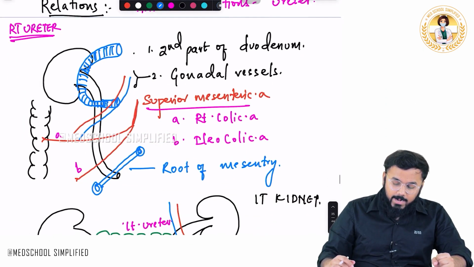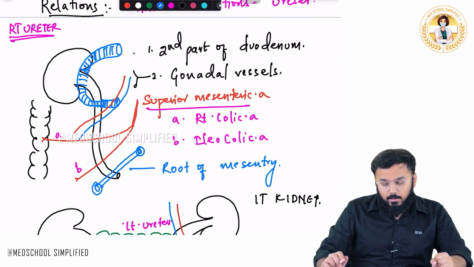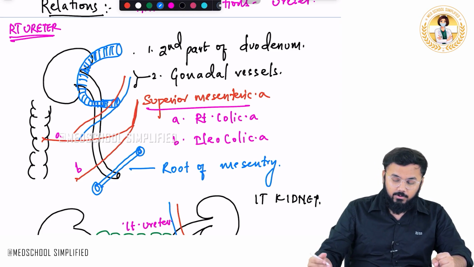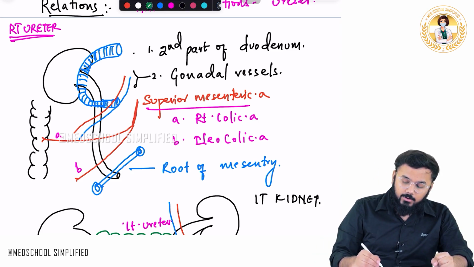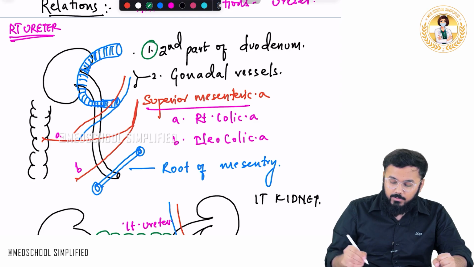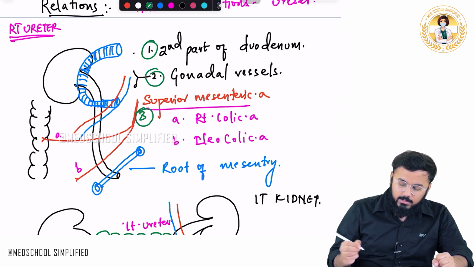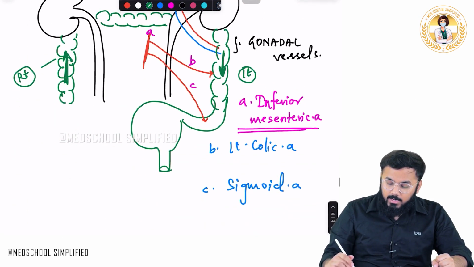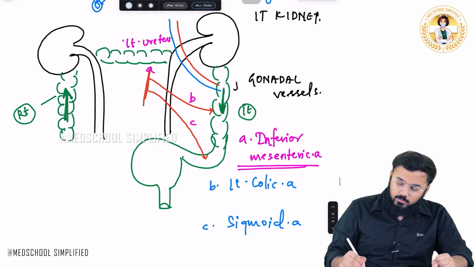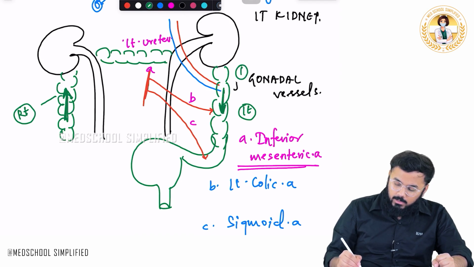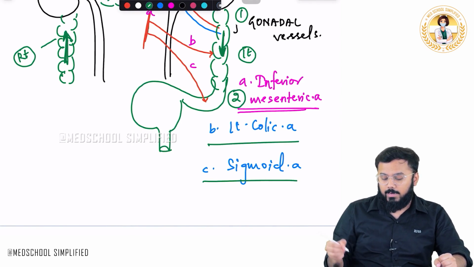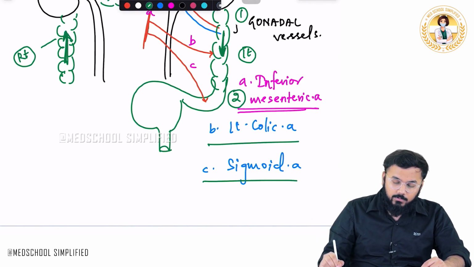So, overall you now know the anterior relations on the right side and on the left side. Anterior relations of the right ureter, anterior relations of the left ureter. For the right ureter, the first is the second part of the duodenum, then the gonadal vessels, third is the superior mesenteric artery branches, and fourth is the root of the mesentery. On the left side, the first is the gonadal vessels, and the second is the inferior mesenteric artery and its two branches. This is one of the important points.